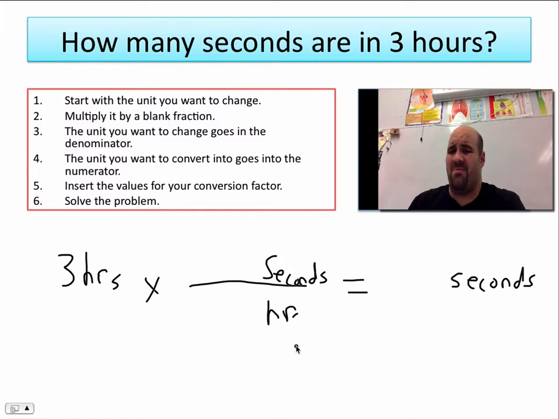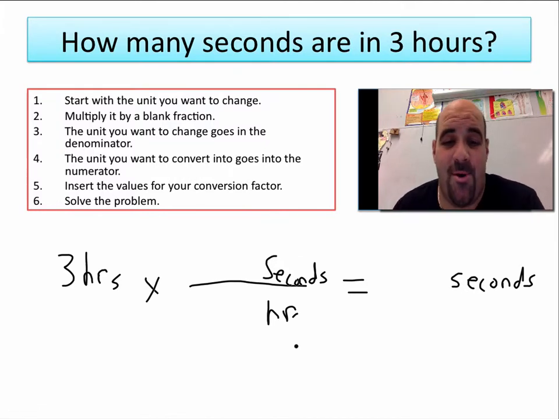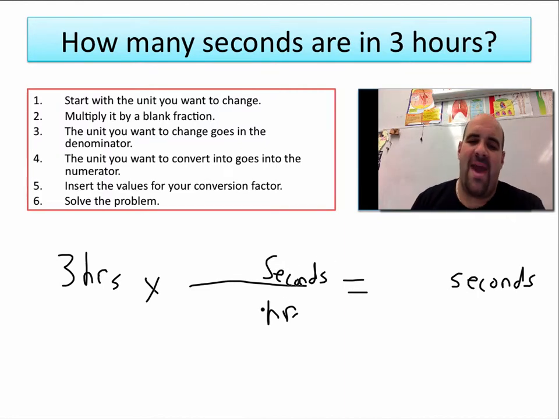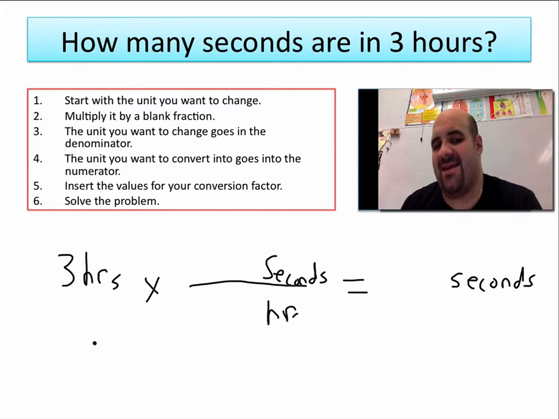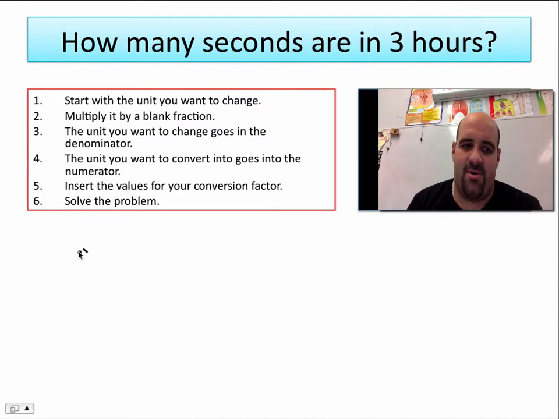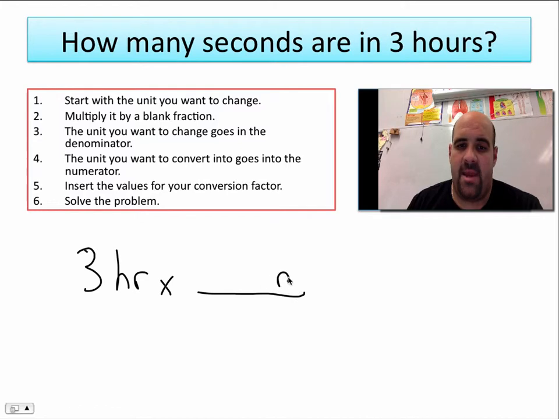But generally, most people aren't going to know how many seconds are in an hour. I mean, how many seconds are in an hour? You might be like Mr. Zapone and know that there's 3,600, but most people generally don't know that. So what you may have to do in some problems like this is you may have to first convert hours into minutes and then convert minutes into seconds. So how many minutes is 3 hours? And we can say 3 hours times minutes per hour going to equal minutes.